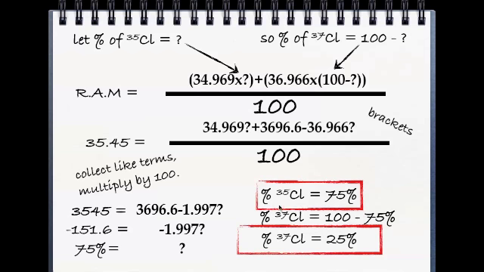What we then do is look at what this other one is. This is 100 minus whatever this one was. So it's 100 minus 75%, so this is 25%. So the percentage of chlorine that is chlorine 35 is 75%. The percentage of chlorine that is 37 is 25%. And that's how you work out these ones using unknown percentages.